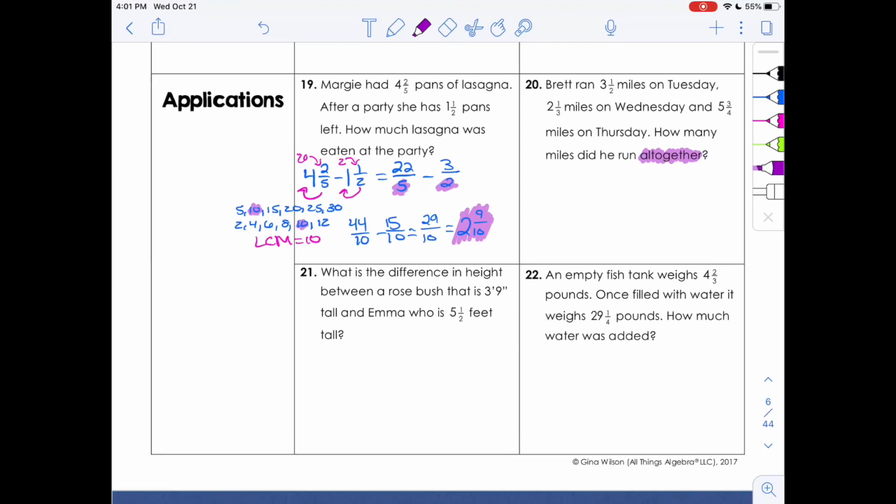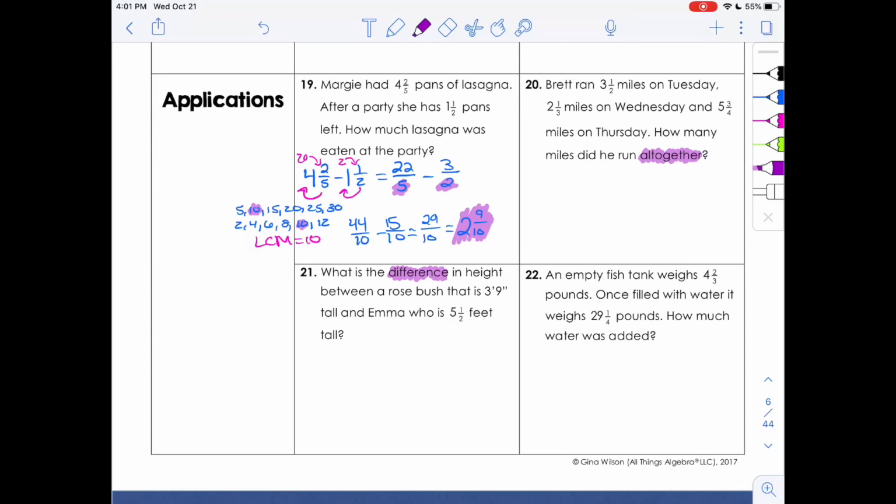Number 21, what is the difference in height between a rose bush that is 3 feet 9 inches tall and Emma, who is 5.5 feet tall? So first, we need to determine what type of problem it is. It asks what is the difference, and the word difference tells us to subtract.